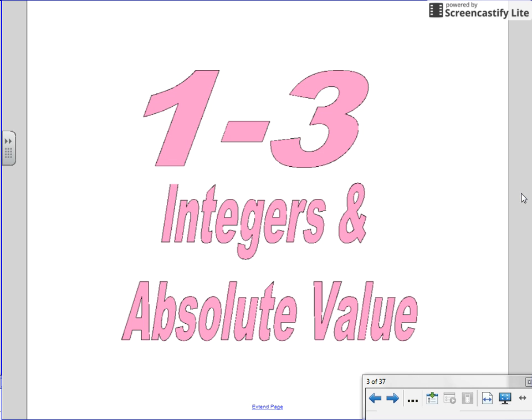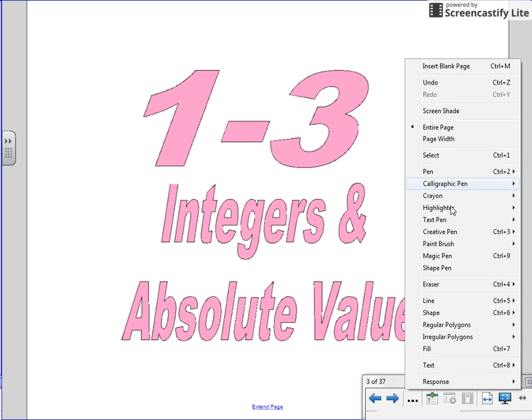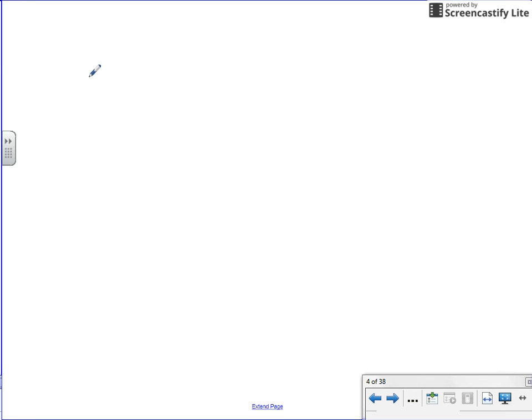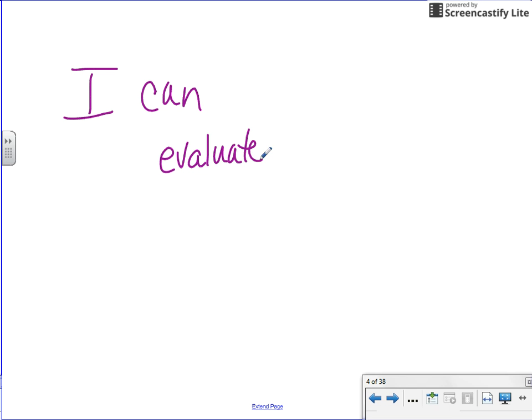As you know, on the next screen, I always like us to focus in on what our learning target is going to be. So on the next screen, we'll start out with "I can." Actually, let's do this. Sorry. Let's say I can compare and order integers.